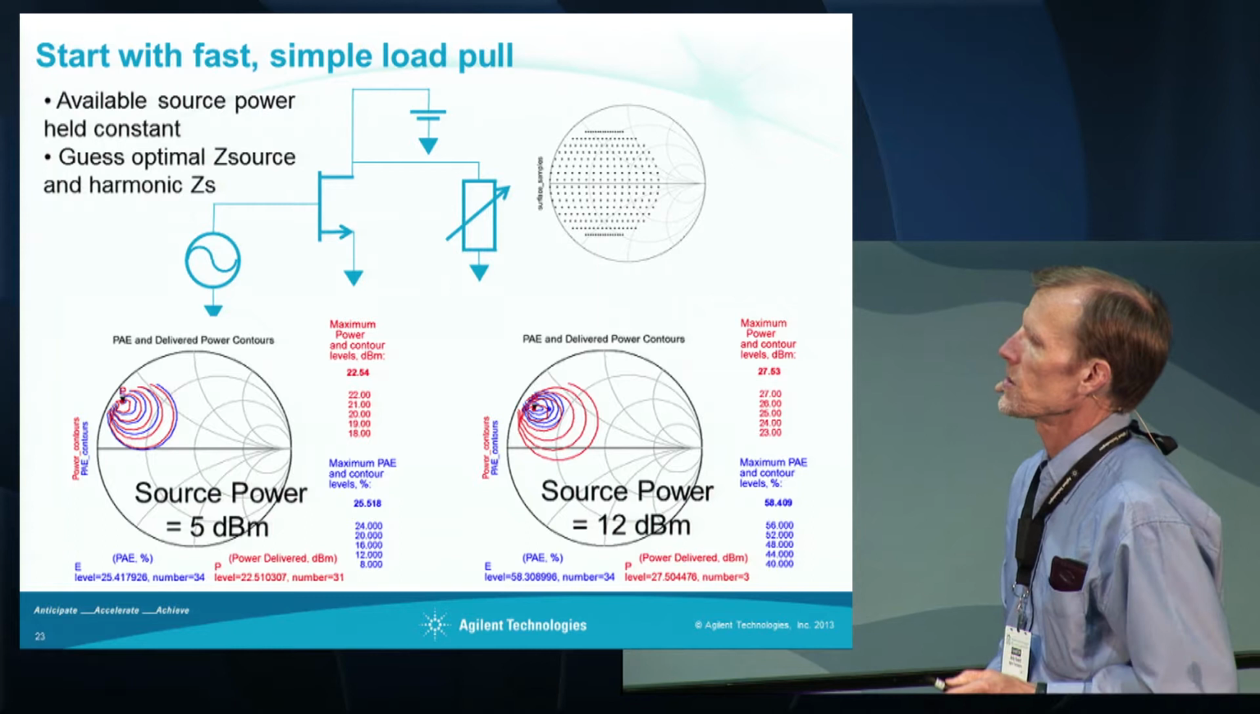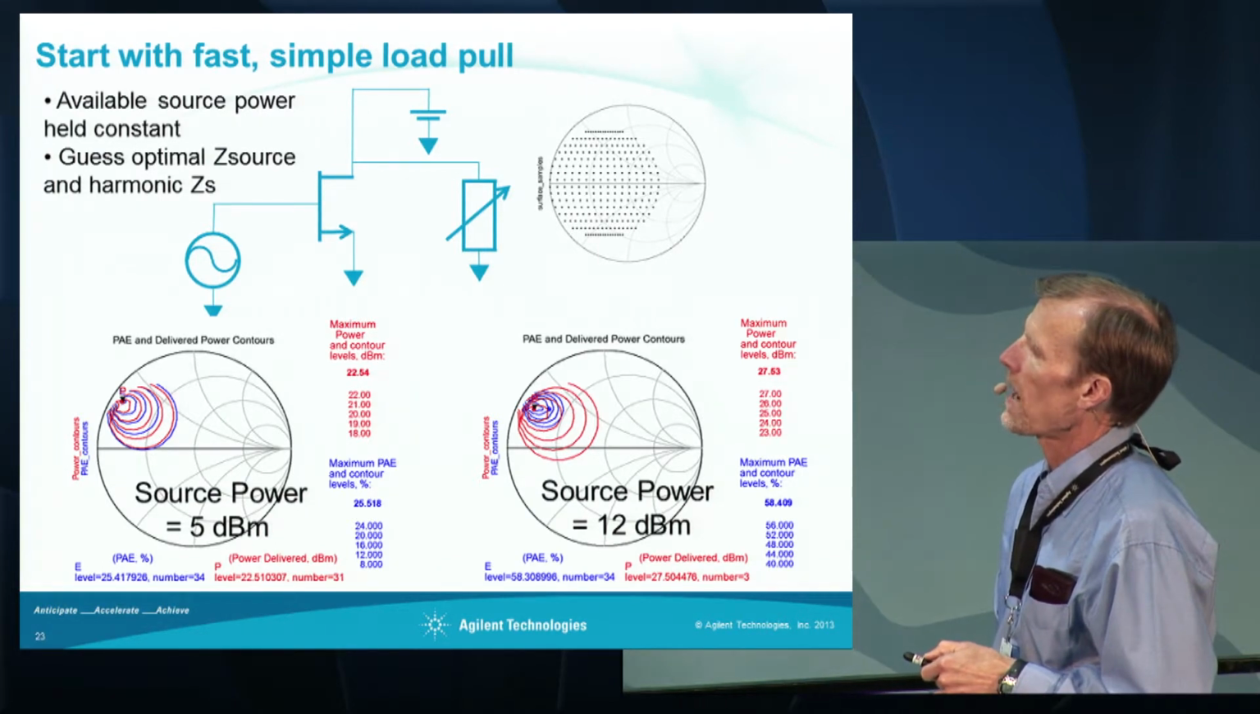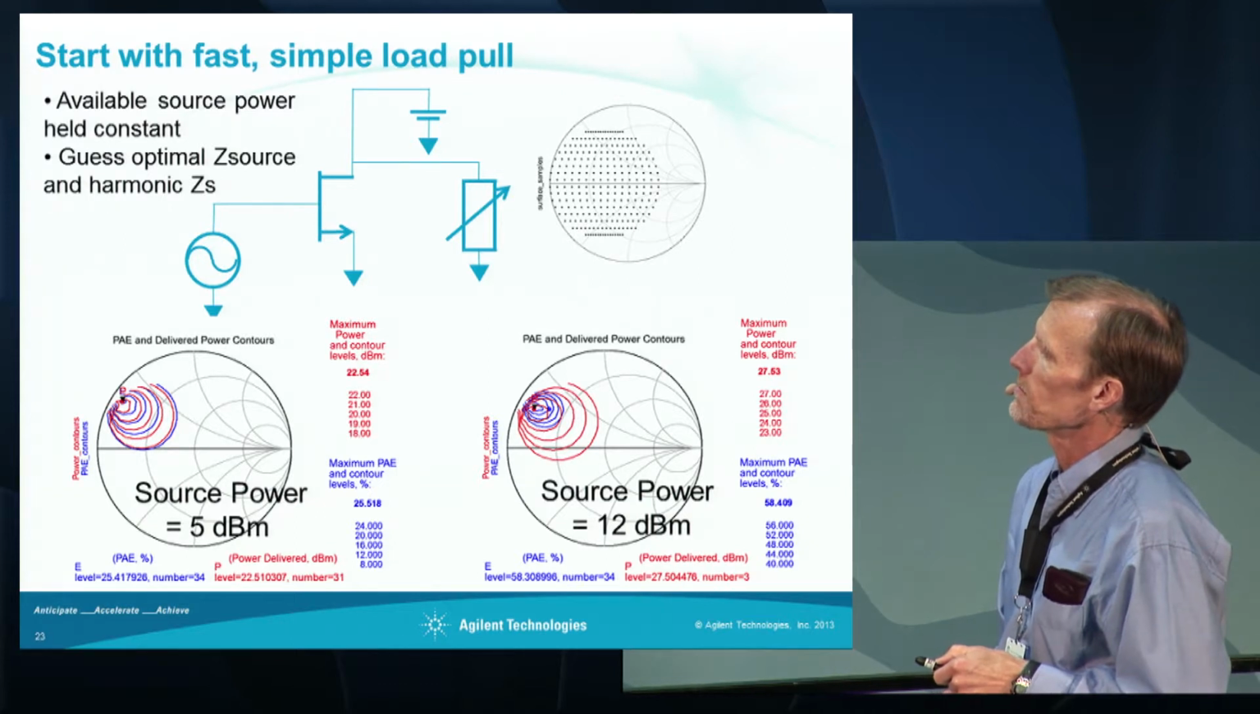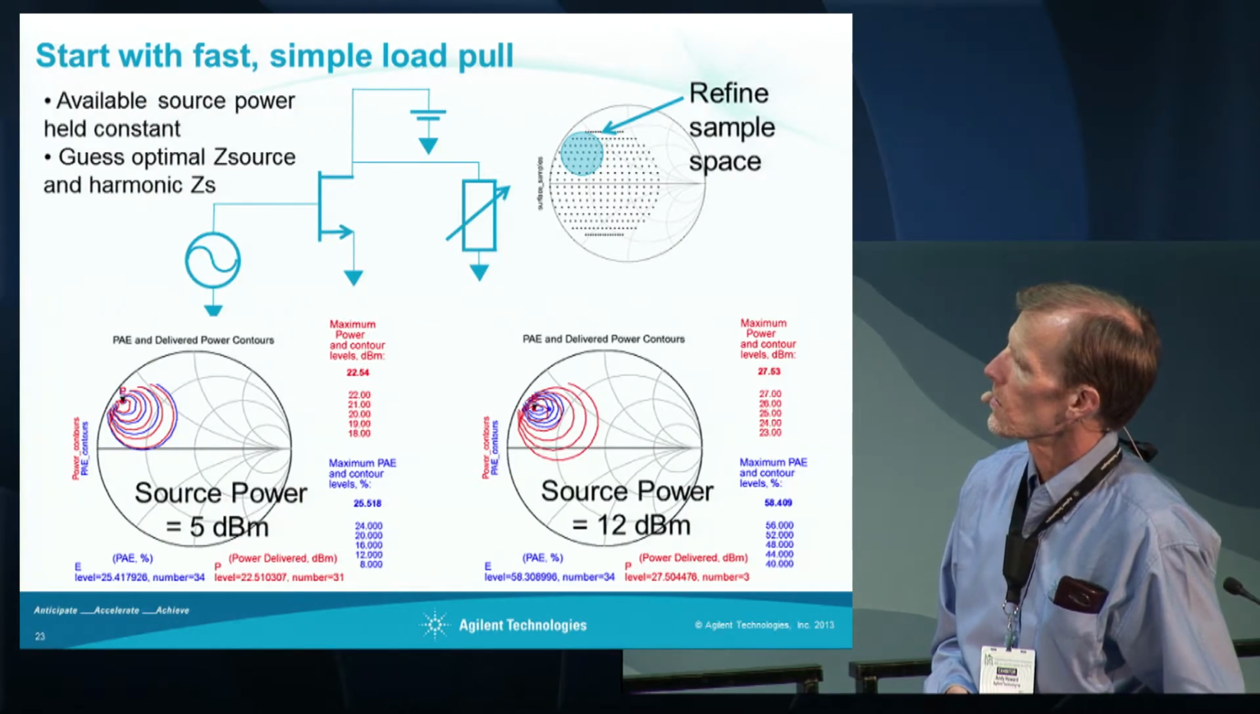Okay, from the first simulation, we assume we fix the available source power, we guess the optimal source impedance, and we make guesses at the impedances at the harmonic frequencies, and we run a load pull over, we could say, a large region of the Smith chart. And what this tells us, looking at the contours, is that the optimal region is over here, and we can refine the region of the Smith chart that we're simulating over.